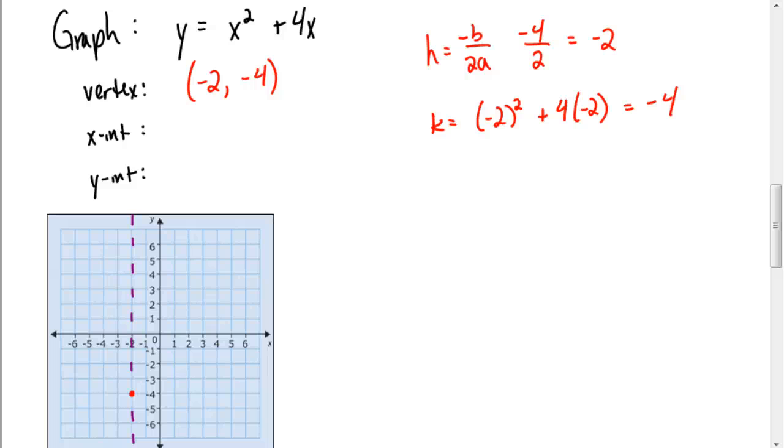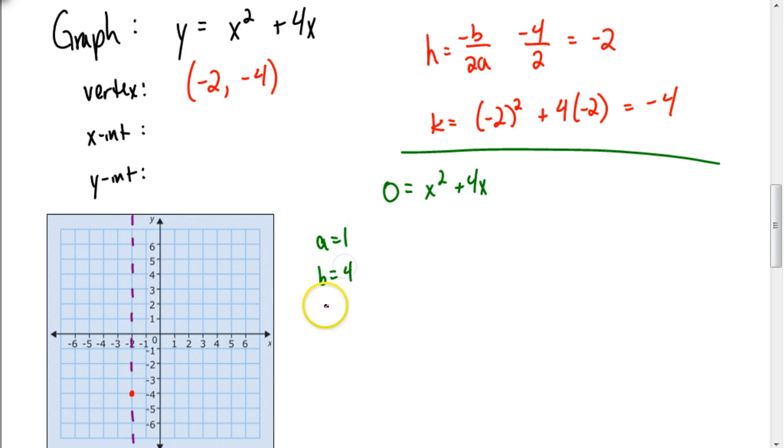So the next step is to figure out, well, what's your x-intercept? The x-intercept, remember, is where we replace y with 0. So if I replace y with 0, I get 0 equals x squared plus 4x. I'm going to use the quadratic formula here. My value for a is 1. My value for b is 4. In this case, my value for c is 0.